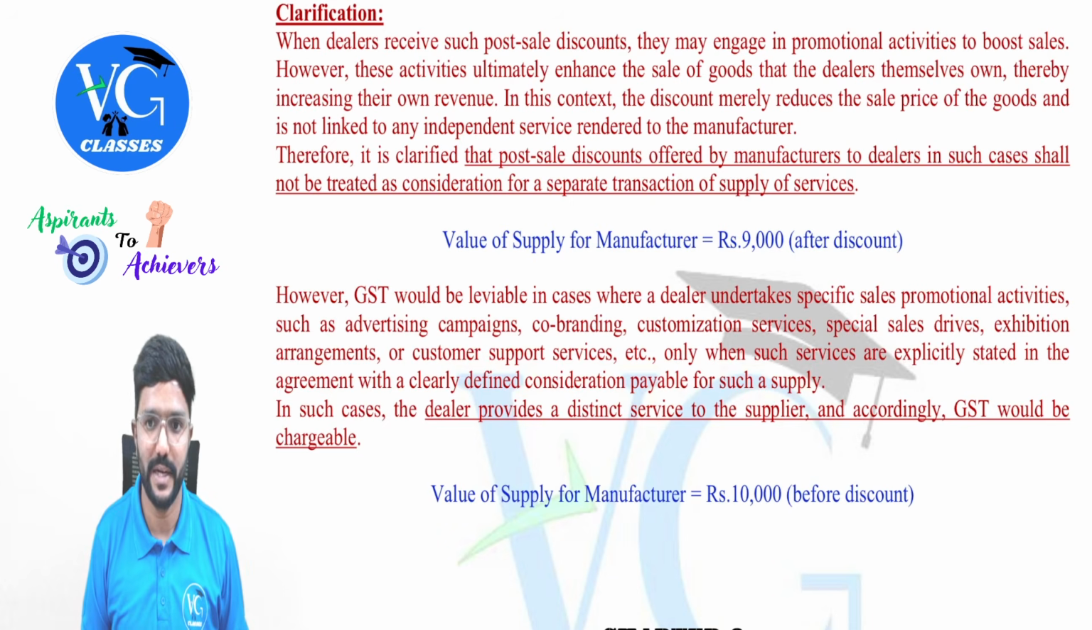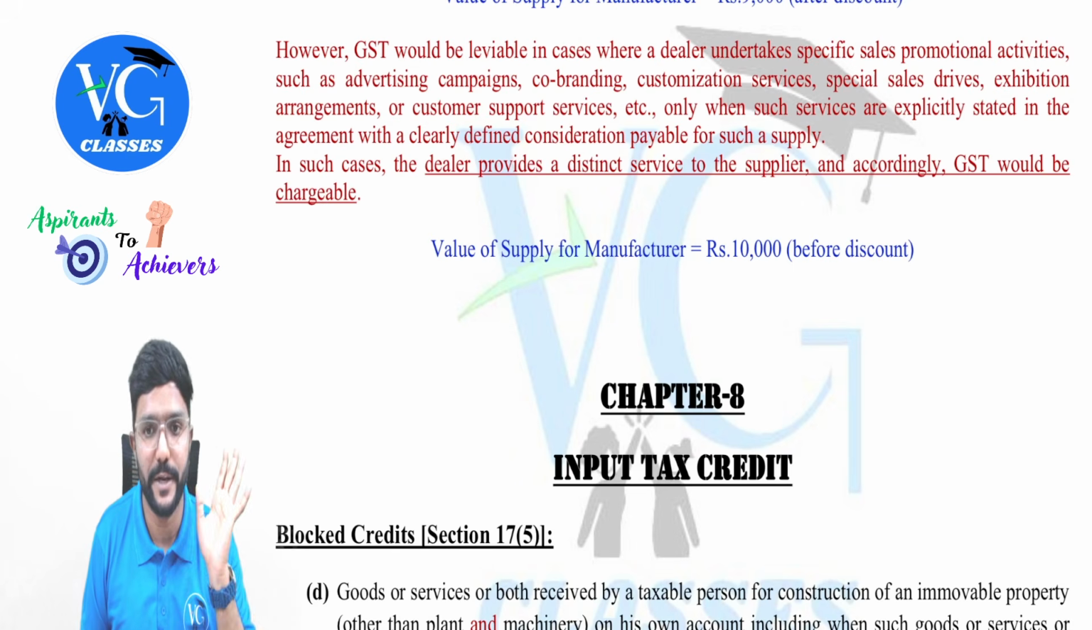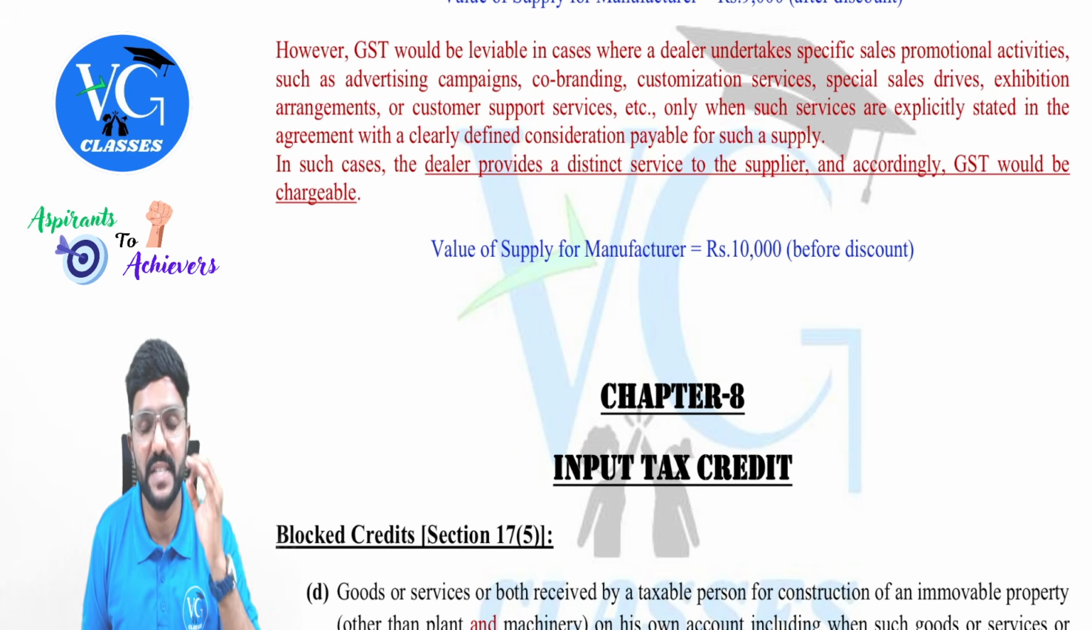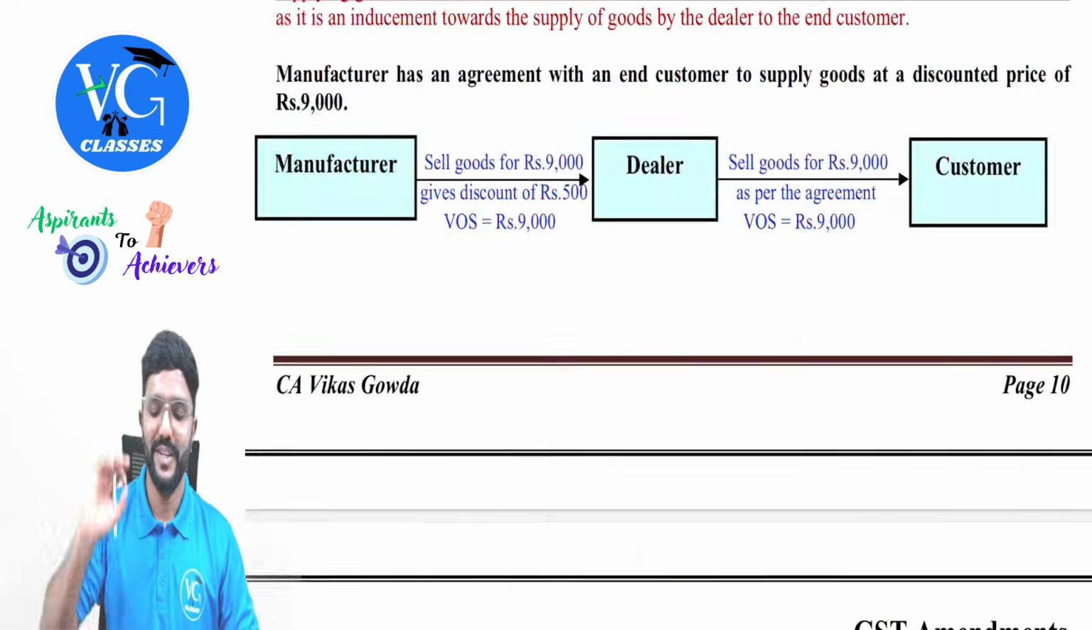After discount, guys. Okay. Now, however, this is a different scenario. Please pay attention. However, GST would be leviable in cases where a dealer undertakes specific sales promotional activities such as advertising campaigns, co-branding, customization services, special sales drives, exhibition arrangement or customer support services, etc. Only when such services are explicitly stated in the agreement with a clear defined consideration payable for such a supply.